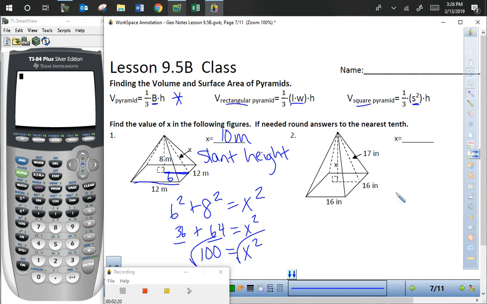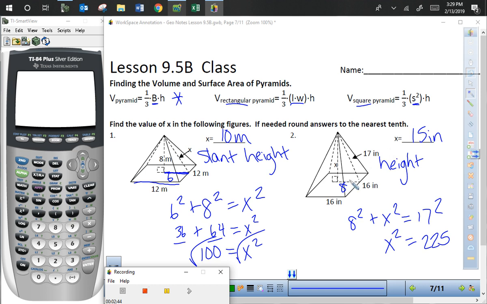Alright, what I want you to do is pause the video and then do number 2. Go ahead and solve for x. This one over here is giving the actual height of the pyramid, which will give us our h value in all of these formulas. Hopefully you remembered this bottom distance is 8, making our height there 15 inches. Make sure you're getting labels on those pieces.